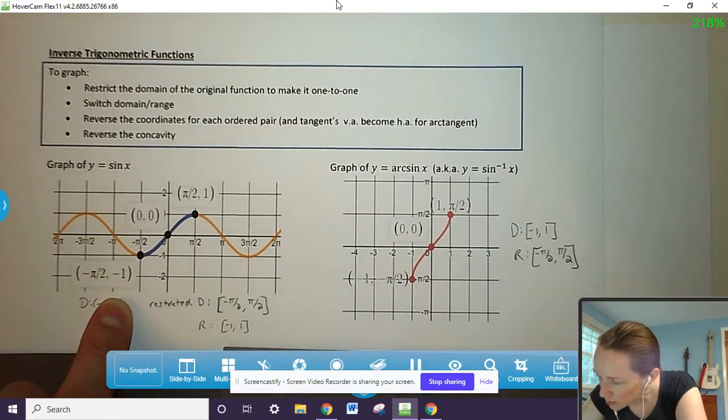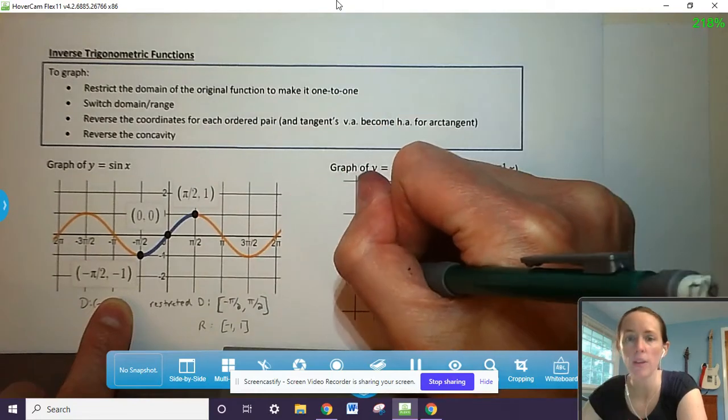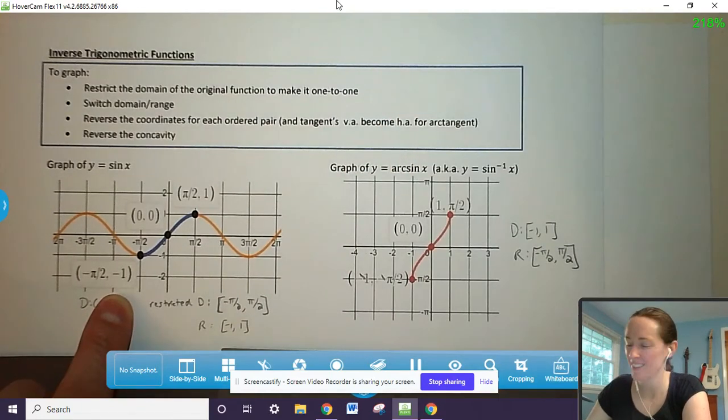The negatives didn't show up so good there. Let me put those in. There we go. They're there. They just didn't show up well on the handout.